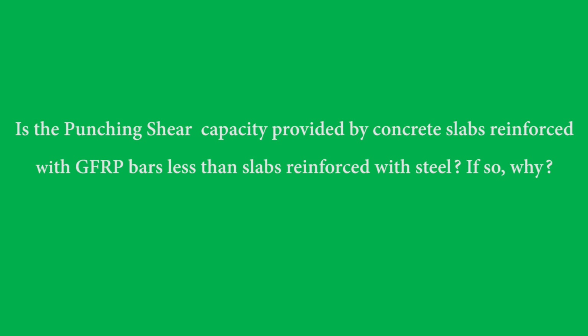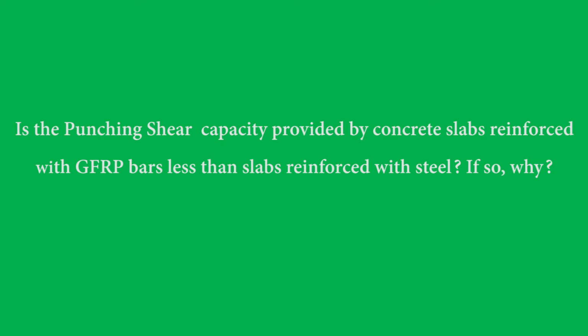Yes, actually, the punching shear capacity provided by GFRP bars, the slabs reinforced with GFRP bars, is less than steel. And the reason is this: they have added a coefficient of 5k divided by 2 to the similar equation that we have for steel, which was 4 radical f'c b0 d. So this coefficient of 5k divided by 2 is kind of reducing the capacity of the concrete.